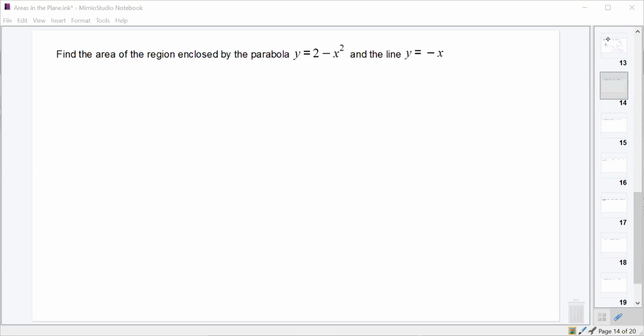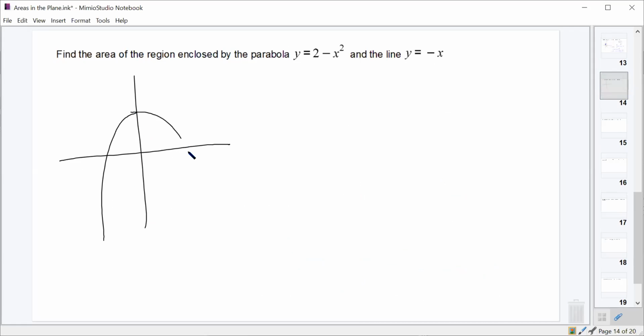So let's sketch the graph first. 2 minus x squared. What does that look like? It's got a y-intercept of 2, and it's just a parabola that goes down, right? Like that. That's y equals 2 minus x squared, basically. And what about y equals negative x? It's just a line, right?